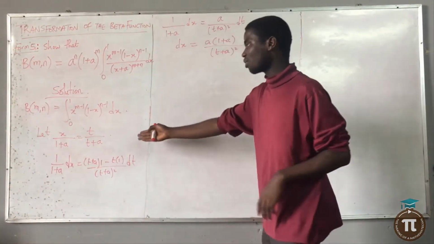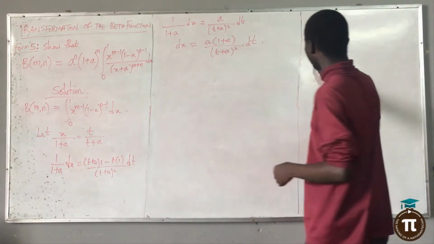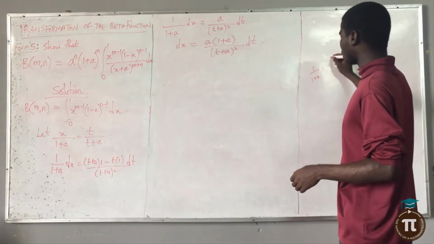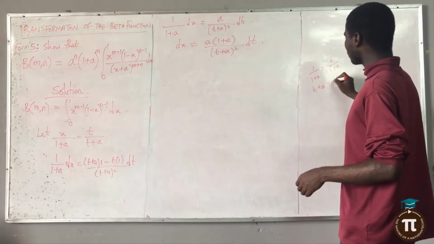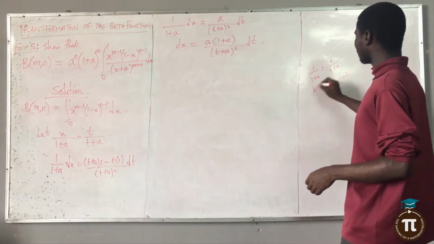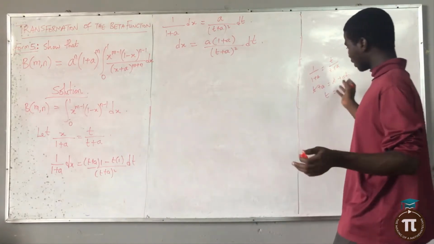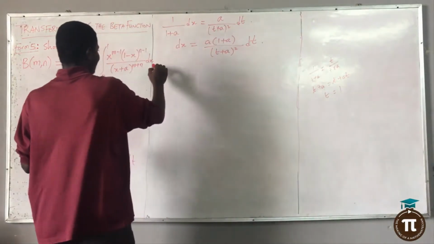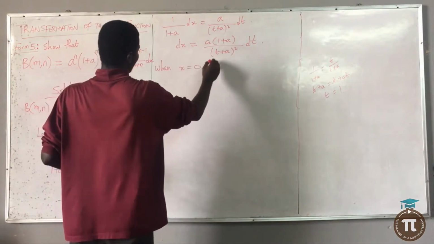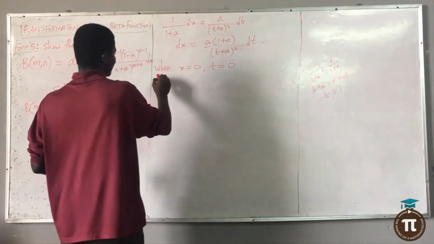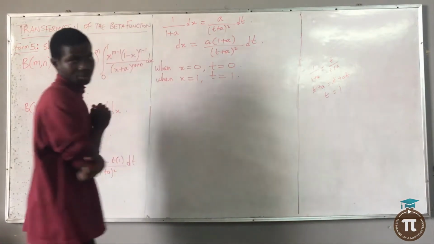The next thing I need to do is find the limits. Of course when s is 0, t is 0, and when s is 1, I have 1 over 1 plus a equal to t over t plus a. This gives me t plus a equal to t plus at. So t cancels t, a cancels a, and t will be 1. So that means when s is 0, t will be 0, and when s is 1, t will also be 1.